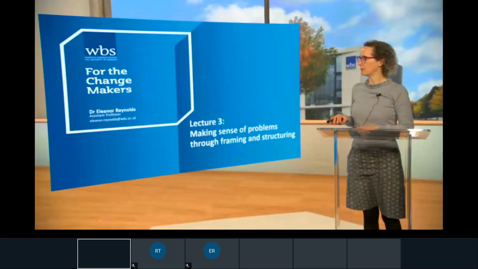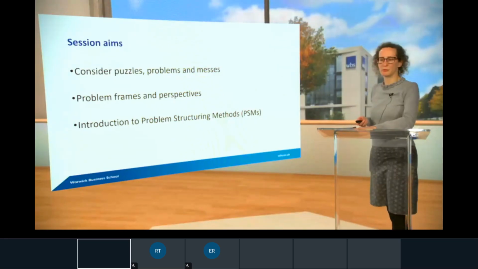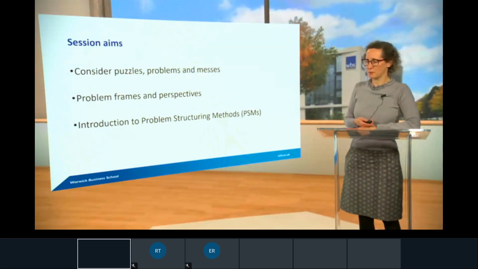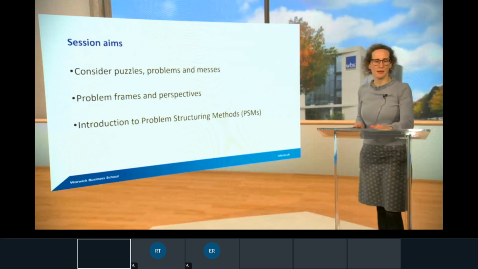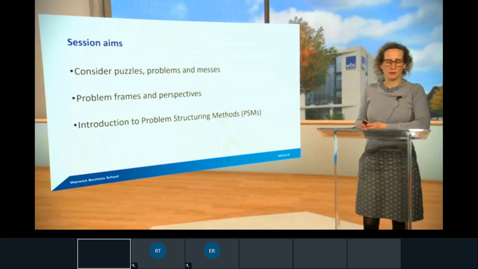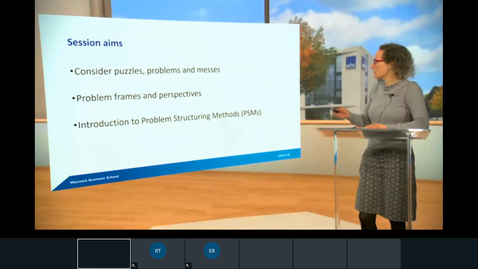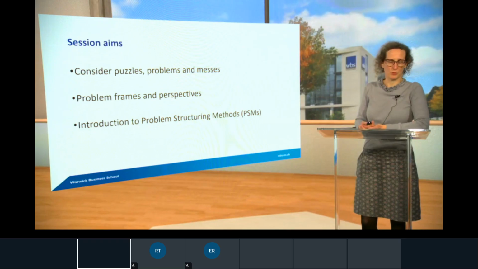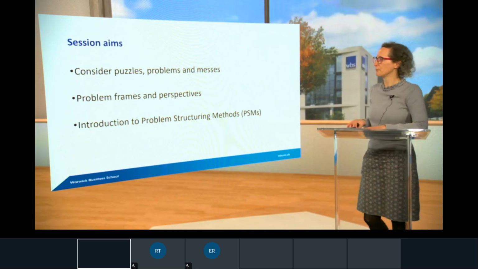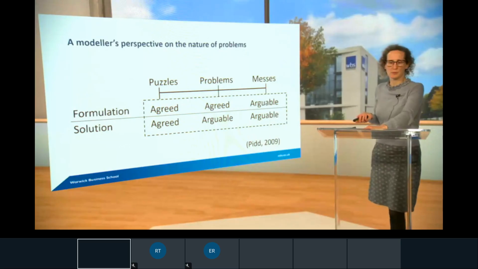So my first part of content will lead on directly from the reading that you had this week as we consider puzzles, problems and messes. This will lead us nicely into thinking about problem frames and perspectives, and then I will introduce problem structuring methods and show you a few of the problem structuring methods tools. So let's begin now with a modeller's perspective.